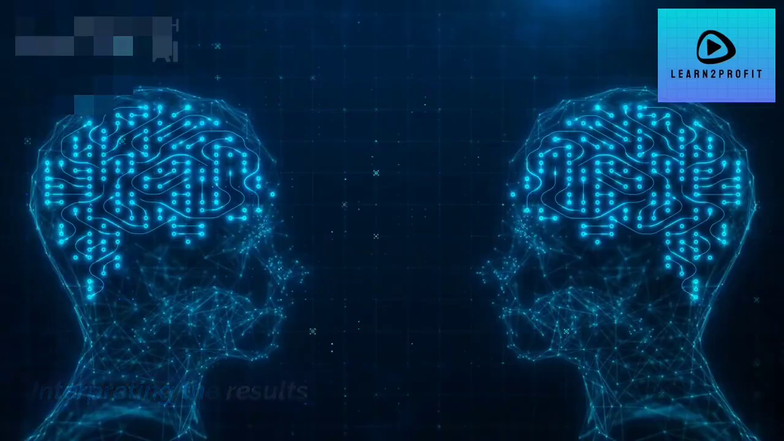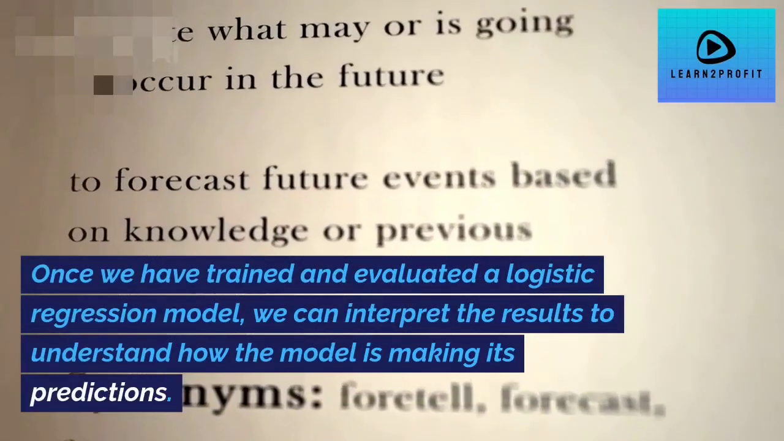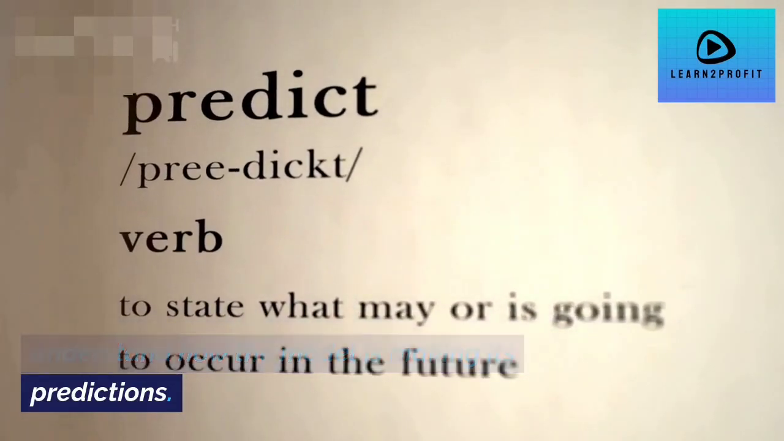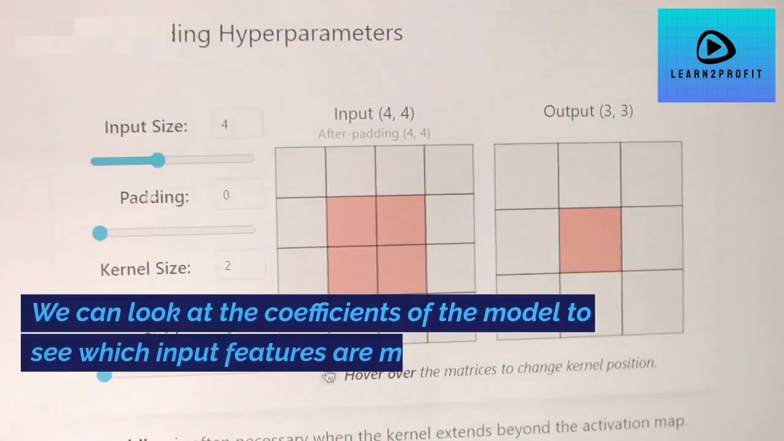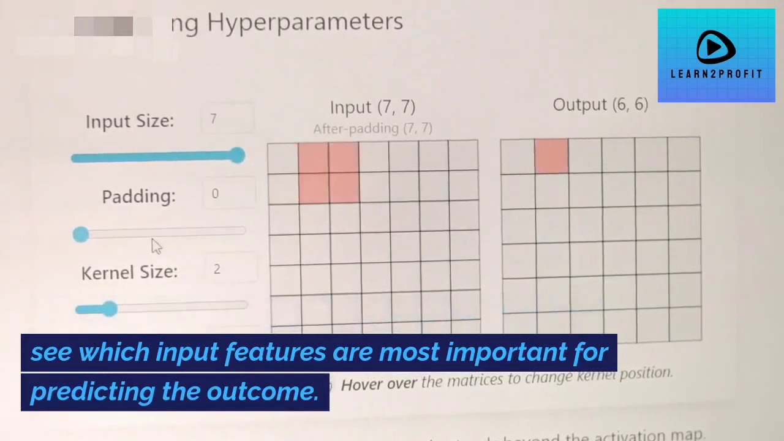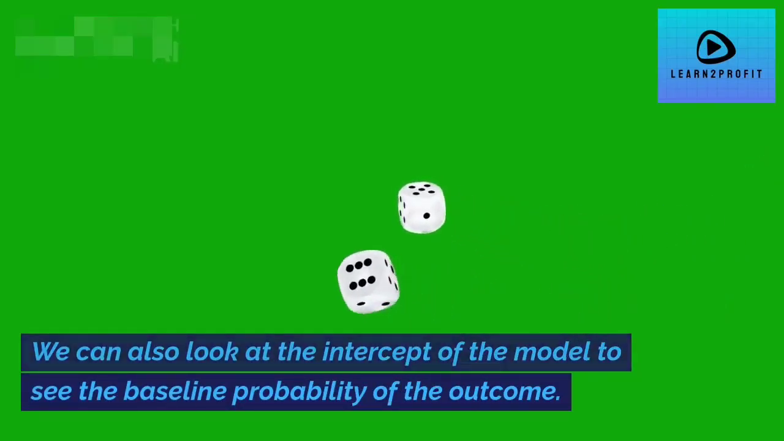Interpreting the results. Once we have trained and evaluated a logistic regression model, we can interpret the results to understand how the model is making its predictions. We can look at the coefficients of the model to see which input features are most important for predicting the outcome. We can also look at the intercept of the model to see the baseline probability of the outcome.